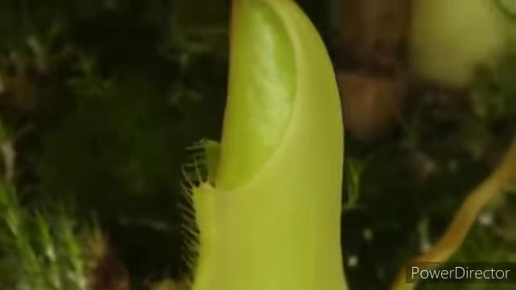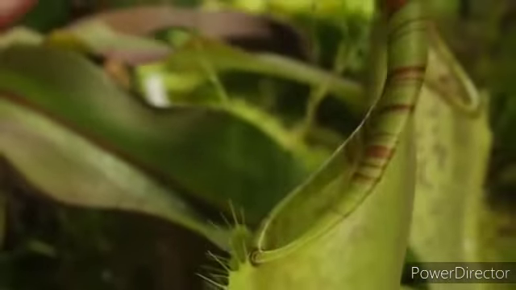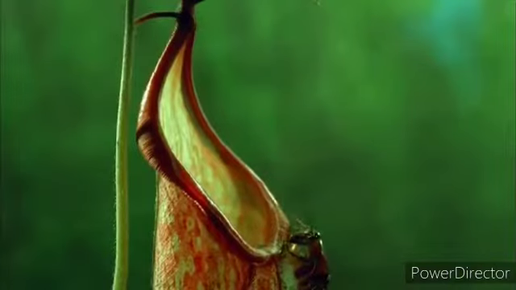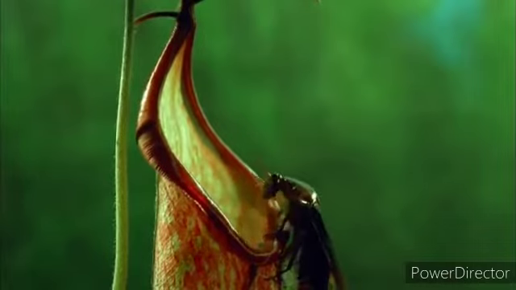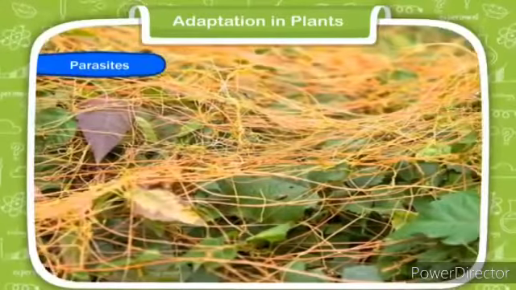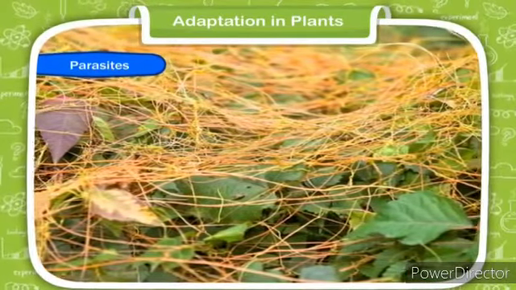Next is pitcher plant. The pitcher plant has leaves that are in the form of a pitcher with a lid to cover the mouth of the pitcher. When an insect sits on the pitcher, the insect gets trapped, and the water there is digestive juices which help to digest that animal.